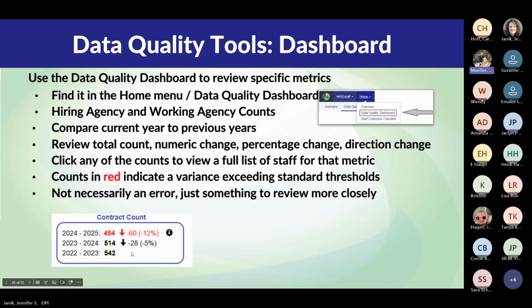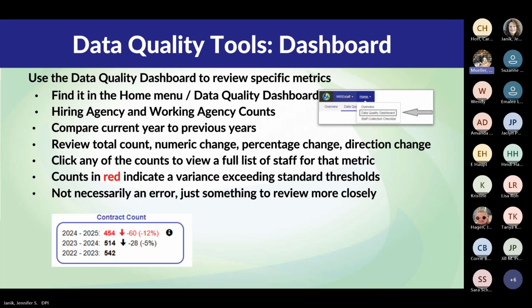This data is pulling dynamically from the staff data you enter. So what you see on your dashboard is current based on your most recent updates. In each of these tiles, you'll see the number of items for the year and the 2 previous years. And you'll see a variance, both numeric and percentage, between this year and last year, along with an indicator of whether this year's number is higher or lower than last year's.